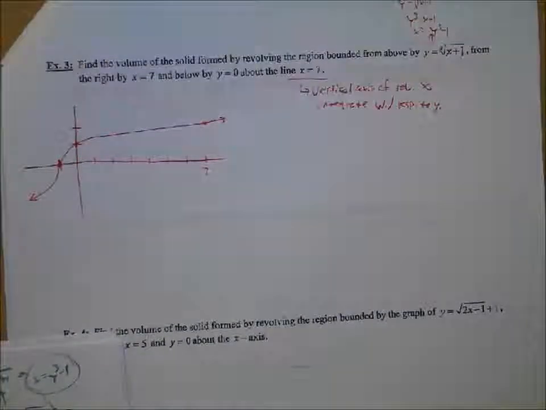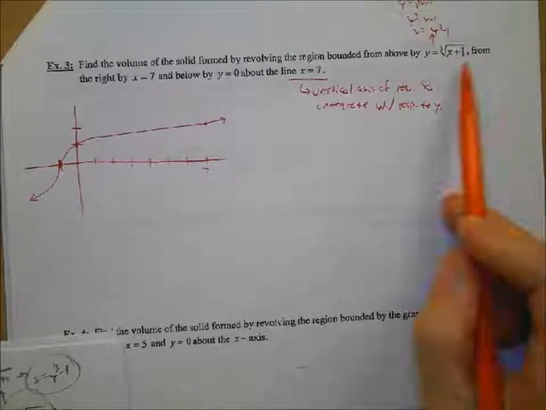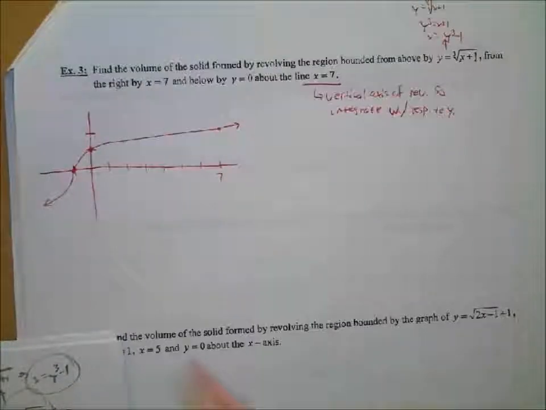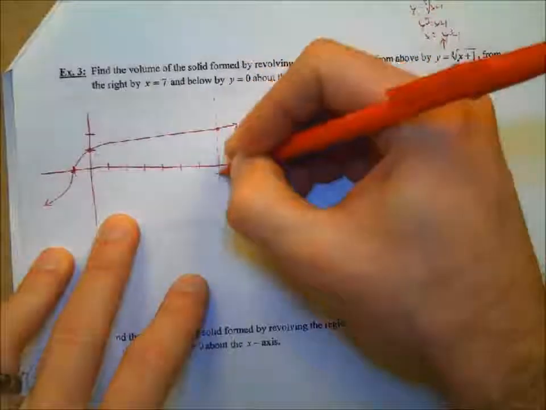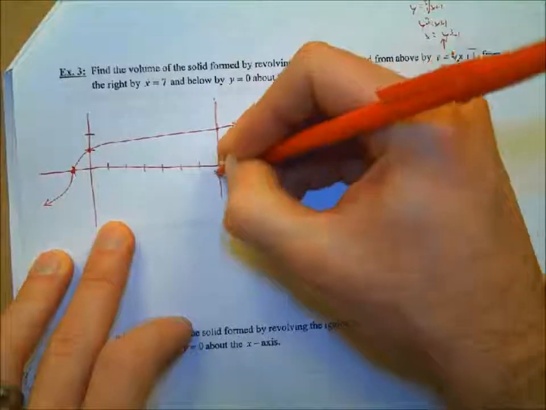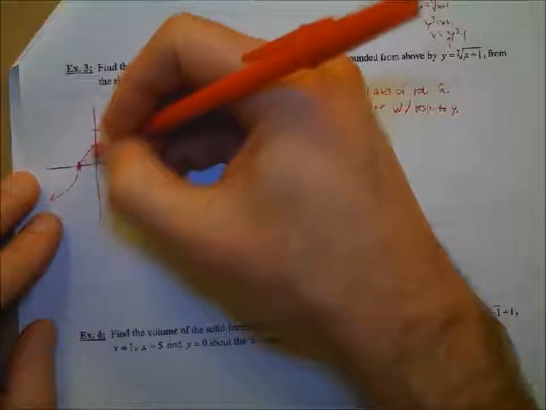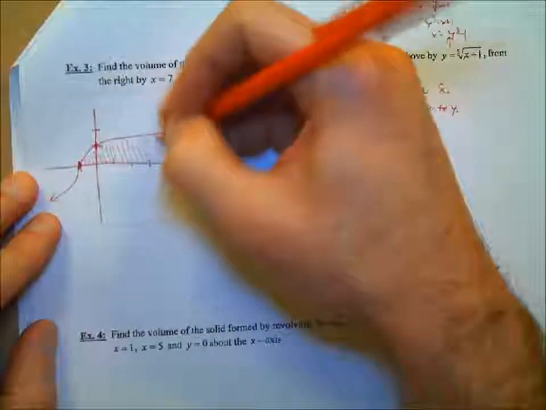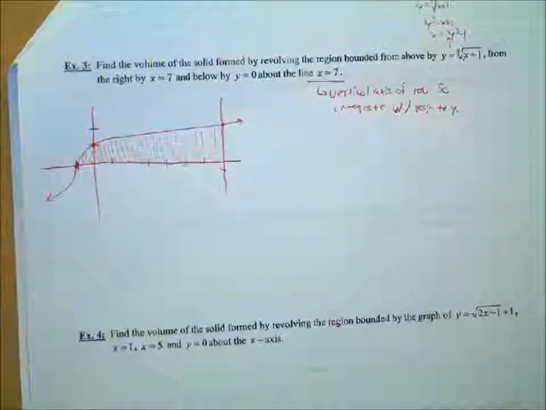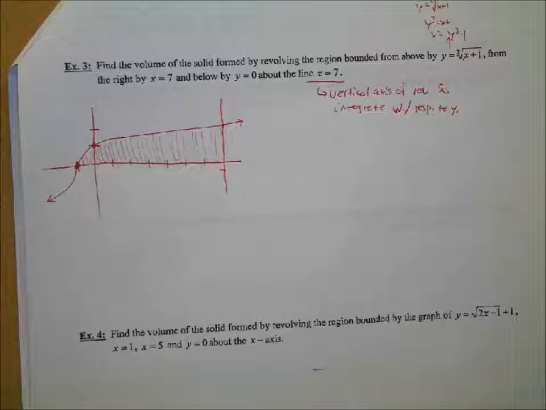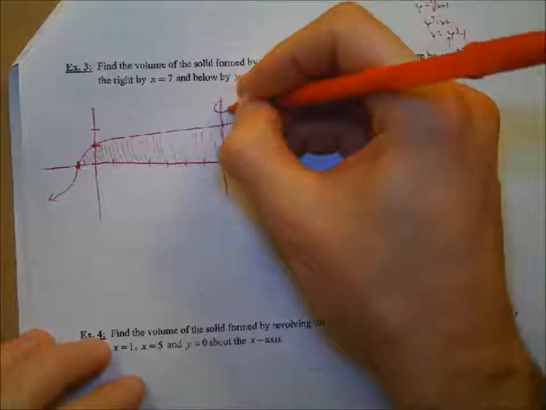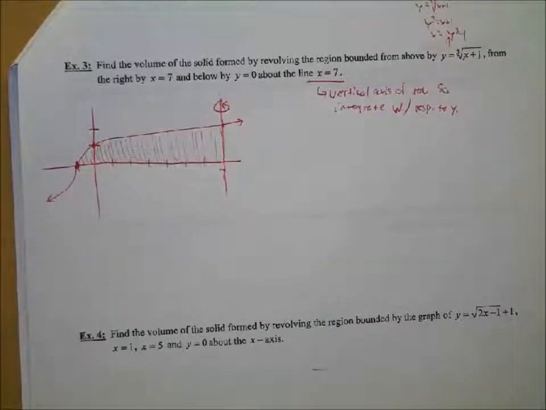So there's our curve, but that's not quite a region yet, right? We have to include our other boundaries. So from above by that curve, from the right by x equals 7, so the line x equals 7, that is a vertical line here. That's a boundary line right there. Okay, and below by the line y equals 0, that's the x-axis. So our region then is this, right? That is the region that's bounded by all of those pieces: the line x equals 7, the curve, and the line y equals 0. Okay, and we are rotating about the line x equals 7. So, question.